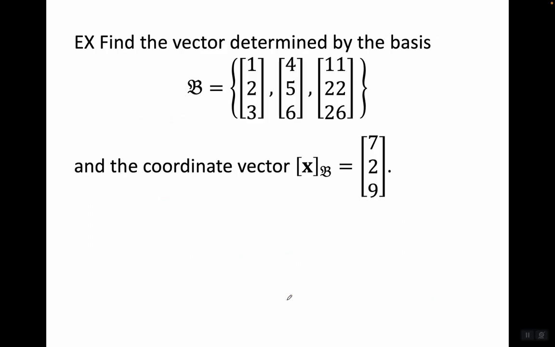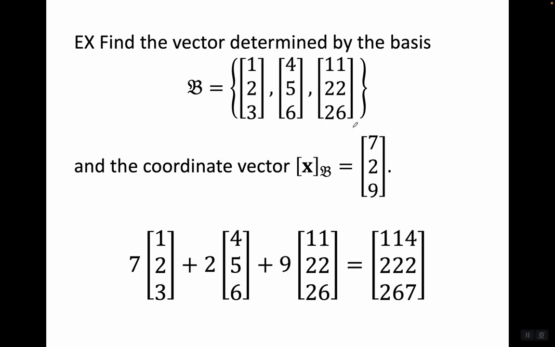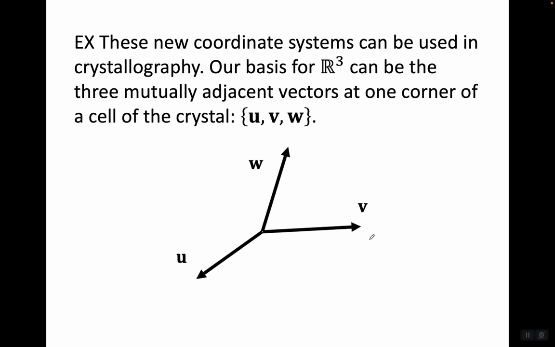Let's find the vector determined by the basis (1, 2, 3), (4, 5, 6), (11, 22, 26), where the coordinate vector x sub B is (7, 2, 9). So again, we're doing the reverse. Earlier, I gave you a vector and said, find the coordinate vector for this. Now I'm giving you the coordinate vector, and I'm asking you to find what vector that corresponds to. Let's find out. It's going to be 7 times the first vector plus 2 times the second plus 9 times the third. That turns out to be (114, 222, 267).